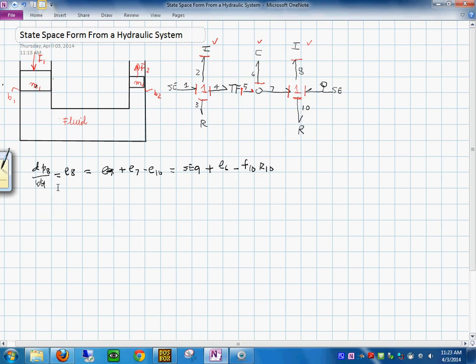So we continue on with this derivation where you have SE9, but E sub 6 is 1 over C sub 6 Q sub 6, minus, what's F10? F10 is F8.